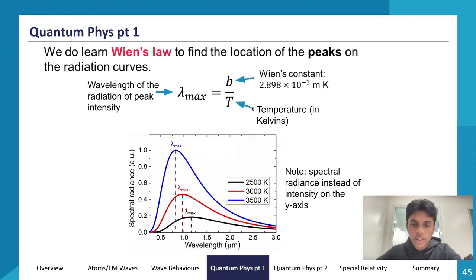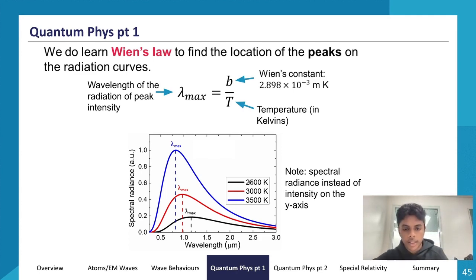So what we can do is find the temperature of things like stars, for example. We can find the temperature of stars by looking at the spectrum and finding their peak wavelength, or wavelength of peak intensity. Then we can use that to do T equals B over lambda, and find the temperature of those stars. So that's what Wien's law is.